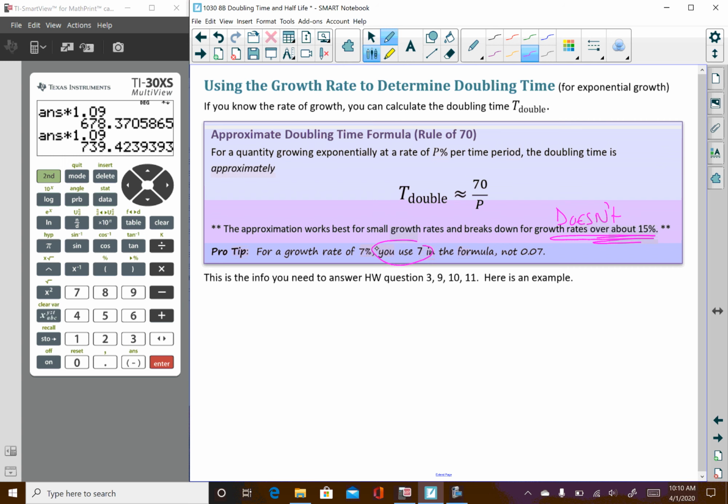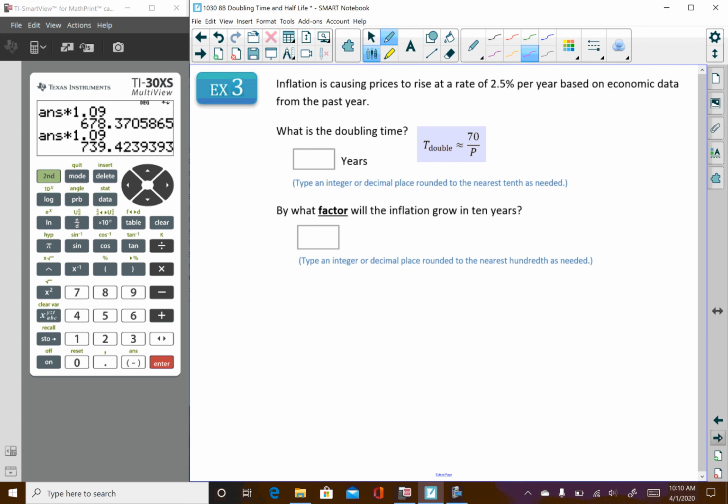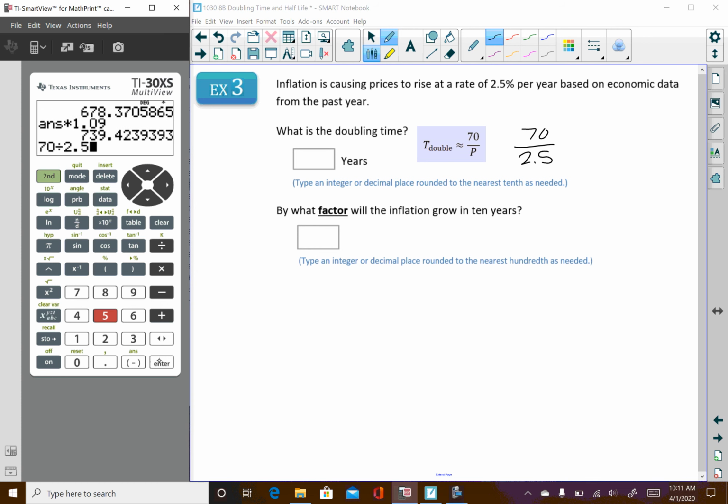So the last example that I did and the example I'm going to do next, those are what should help you get through number 3, 9, 10, and 11. So watch this next example and then pause the video and go answer those questions on your homework. So example 3, inflation is causing prices to rise at a rate of 2.5% per year based on economic data from the past year. Our first question is, what is that doubling time? So our formula is 70 divided by p. So in this case, that will be 70 divided by 2.5. So our approximate doubling time is about 28 years.